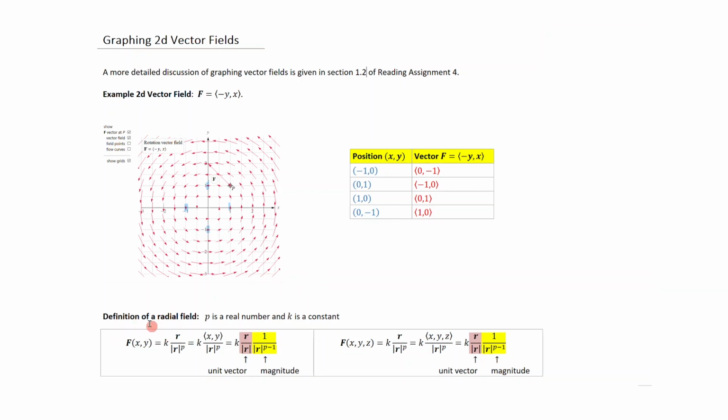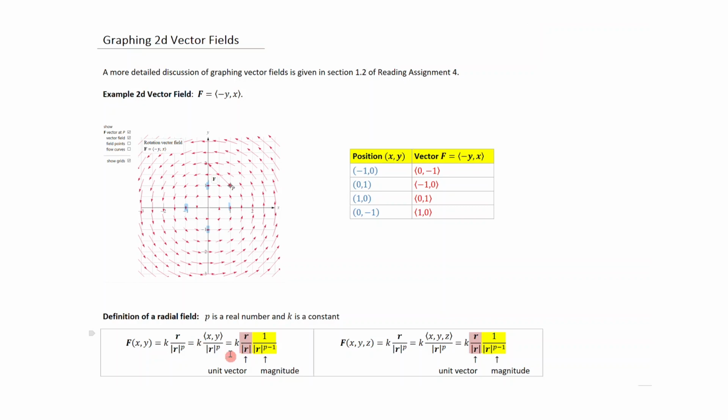All right, so the definition of a radial field: we've got the 2D version and the 3D version. This is the 2D version, this is the 3D version. Here p is a real number and k is a constant. And so anything of this form we call a radial field. So r here is this vector xy. This is just the magnitude of this vector field to some power p. p can be positive or negative. This is just some arbitrary constant.